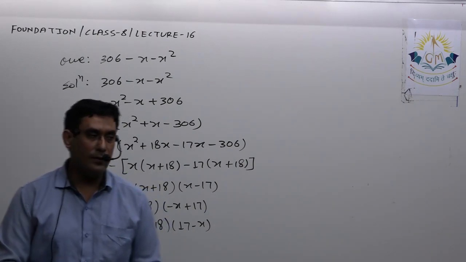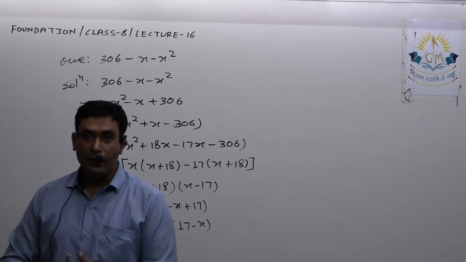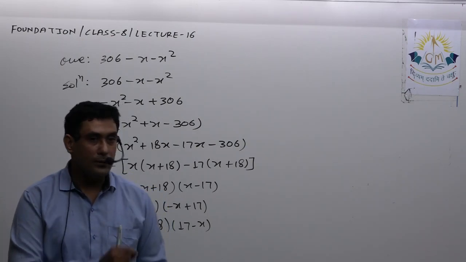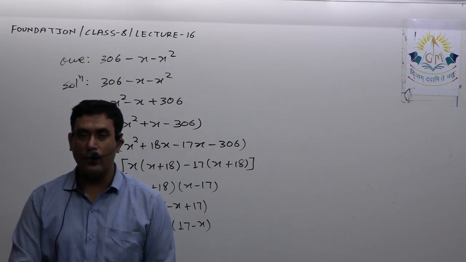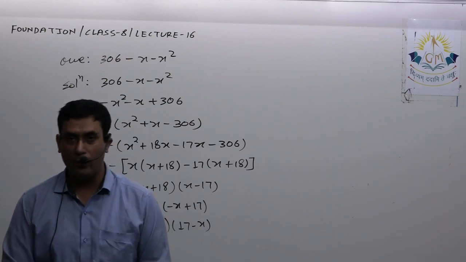Now in the next lecture we'll see the same thing, that is splitting the middle term only, but we'll see sums in which the coefficient of x square won't be 1, it won't be unity, either it will be 3 or 4 or whatever, it won't be 1.